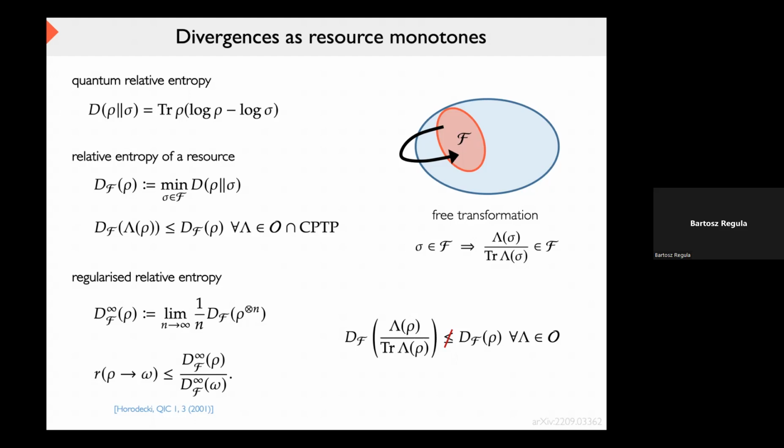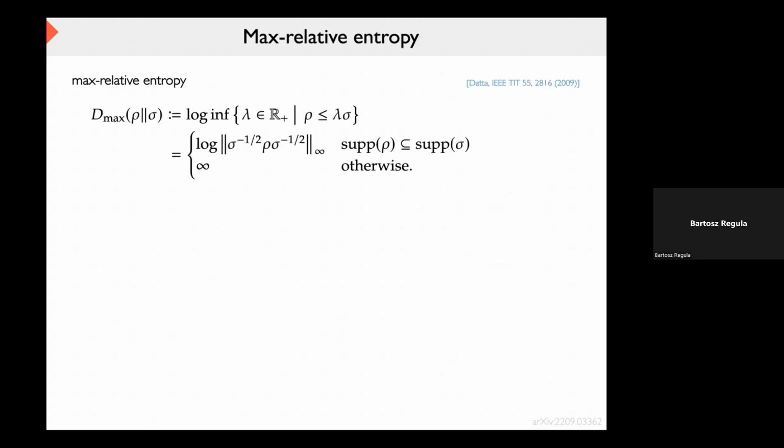To define such a monotone, we first look at the so-called max relative entropy, which is a very commonly encountered function. It is defined as essentially the least coefficient such that the state sigma upper bounds the state rho with respect to the positive semi-definite cone. Now, this function is very commonly encountered in quantum information, but usually in one-shot settings. It doesn't usually appear by itself in asymptotic constraints, but rather in one-shot constraints. But of course, we can define here, in the same way, the D max, or max relative entropy, of the resource, minimized over free states.